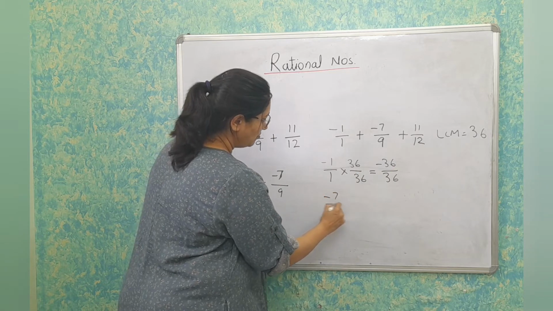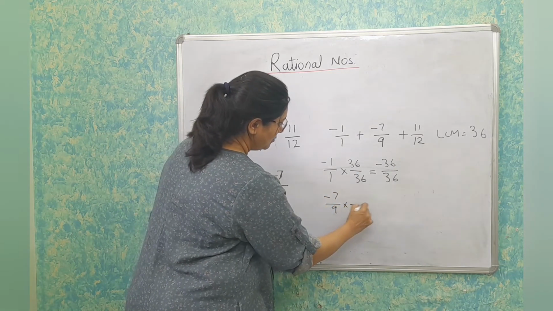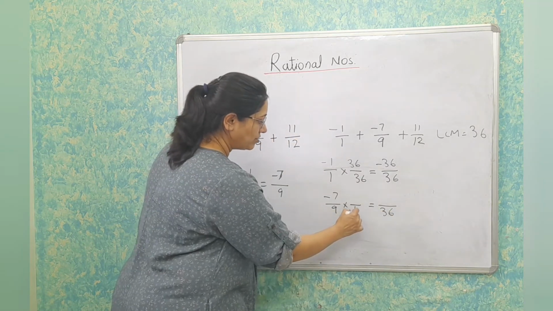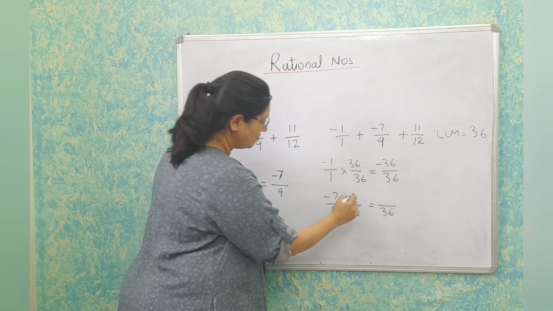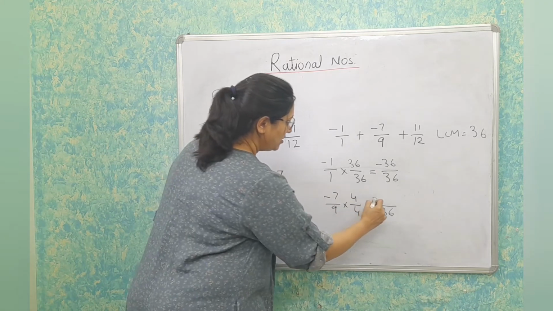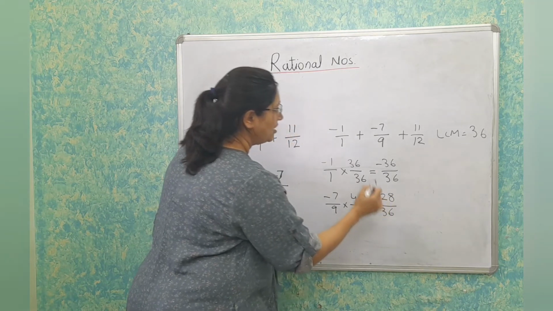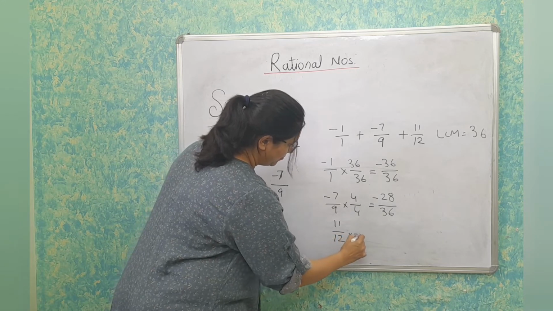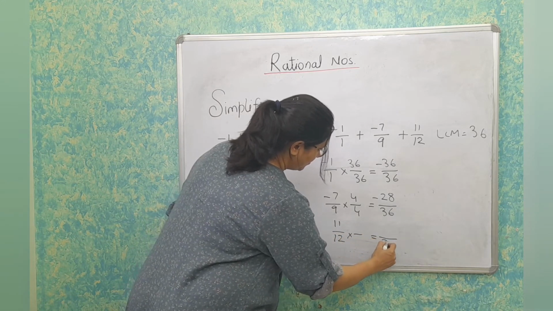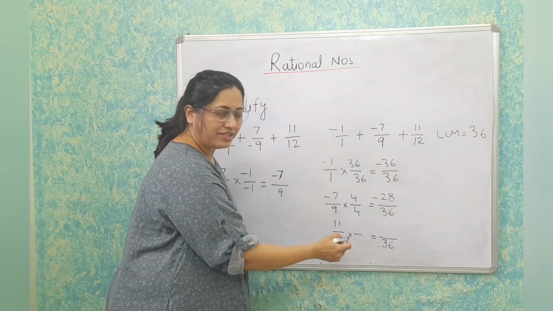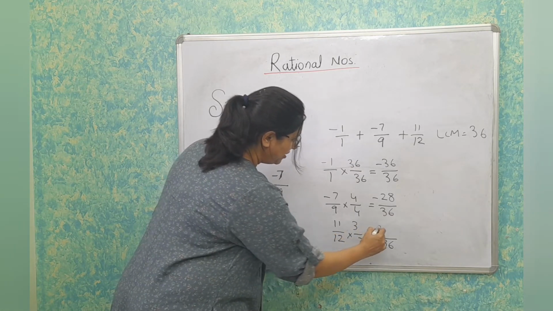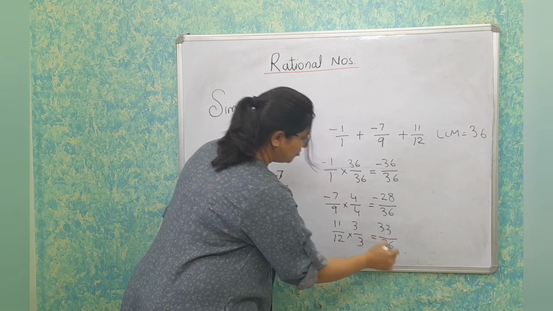Second, minus 7 upon 9, and I have to change it into 36. 9 4s are 36. So again minus 7 will be multiplied by 4 and this is minus 28. Third one, 11 upon 12. 12 3s are 36. So again 11 will be multiplied with 3. So it is 33 upon 36.